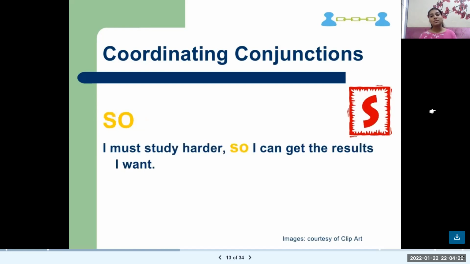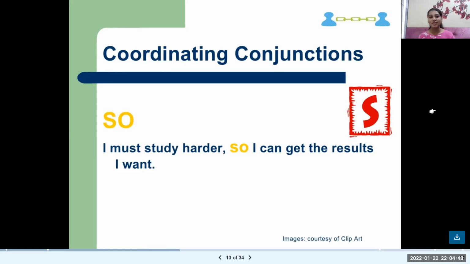And the last word, S, for the word FANBOYS, the last is S. S stands for "so." Again, the sentence is somewhat similar to the previous one. The sentence is, "I must study harder so I can get the results I want." So the word "so" connects your first and second sentence so that they can come together and make sense, like a chain connected to each other.